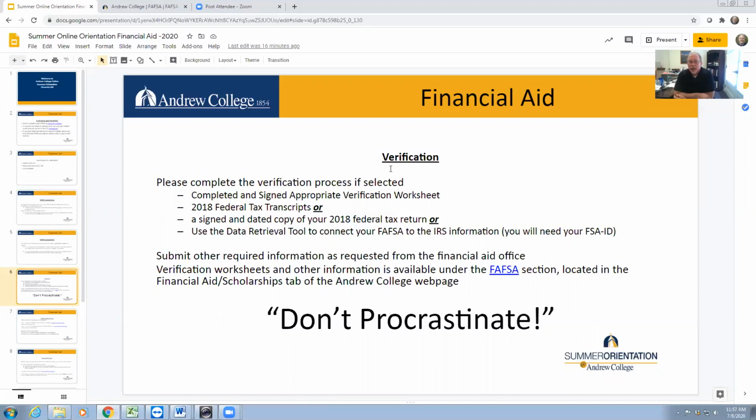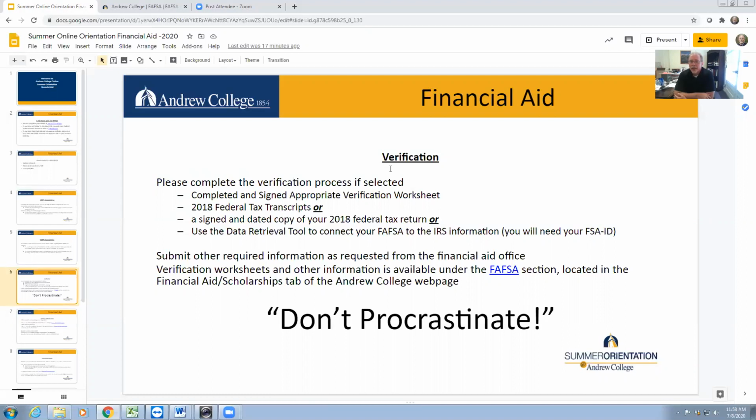Depending upon the verification, there may be some other information that may be required. For example, if a student is a male student between the ages of 18 and 25, and it's found that they're not registered with selective service, a student would have to, as part of the process, go ahead and get registered with selective service in order to clear that verification. Sometimes they need a copy of driver's license or something like that. But we'll let you know what information is needed.